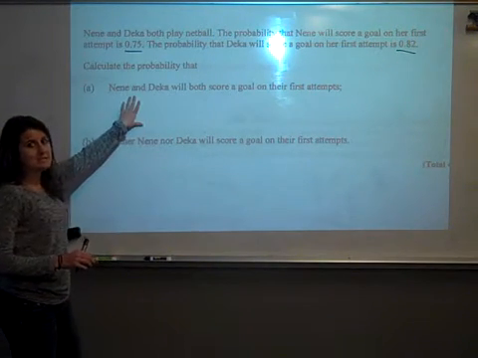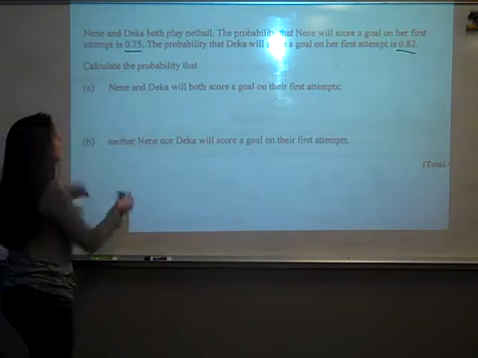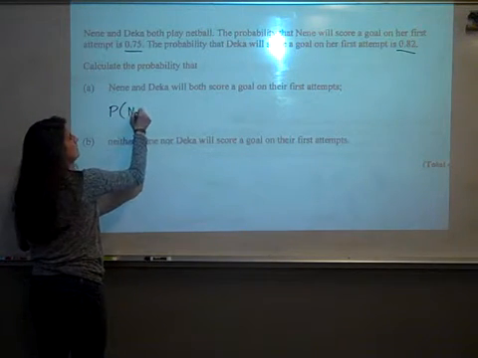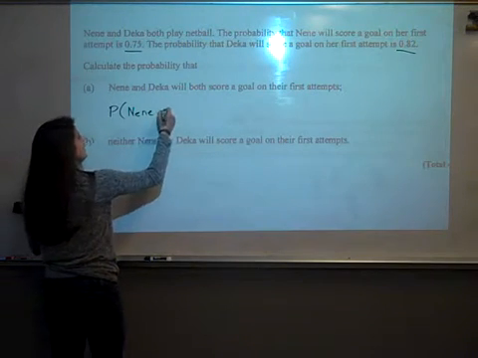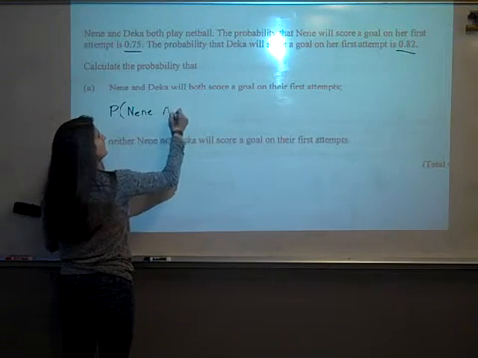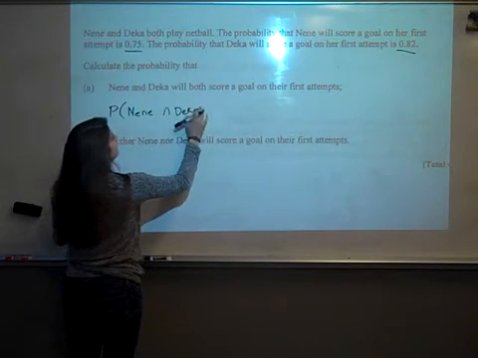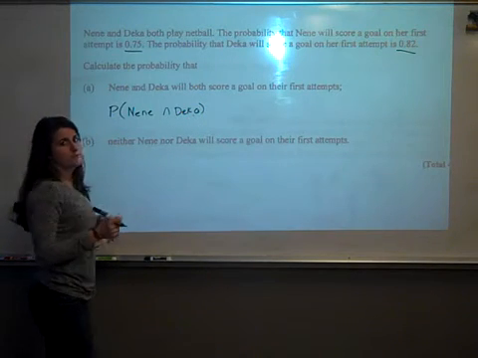Well, the key word is and. And means intersection, which means multiplication. And so, basically, we want to find the probability that Nini scores a goal in the first attempt and Dika scores on her first attempt as well.